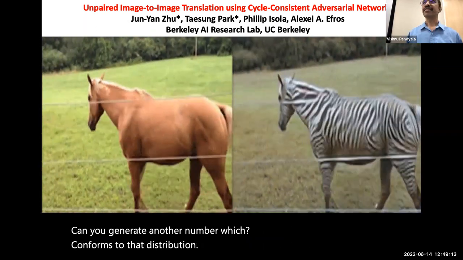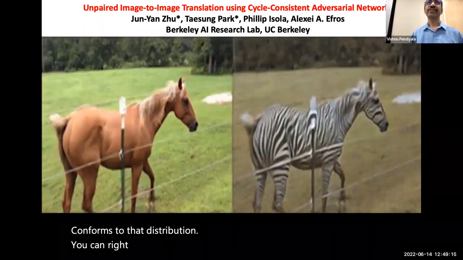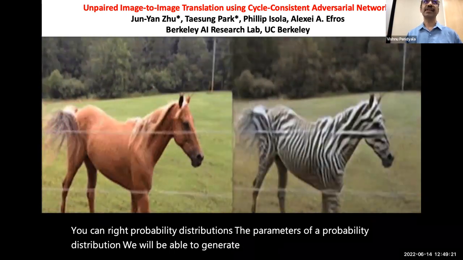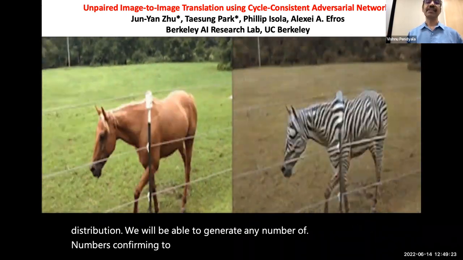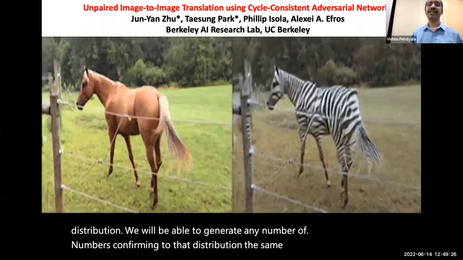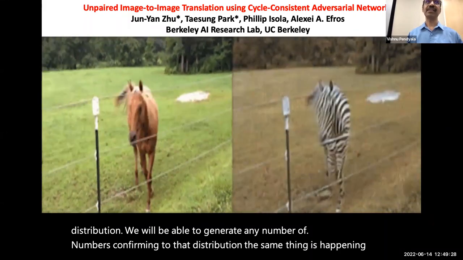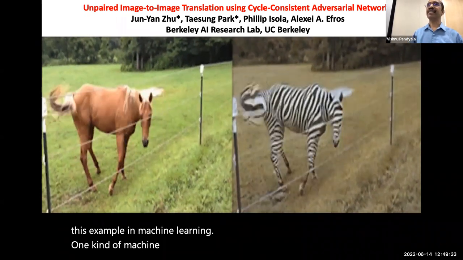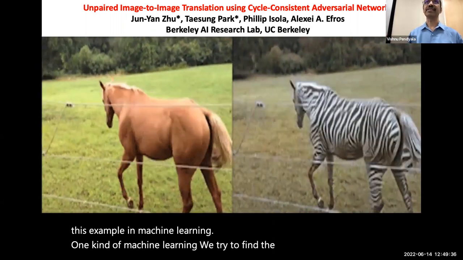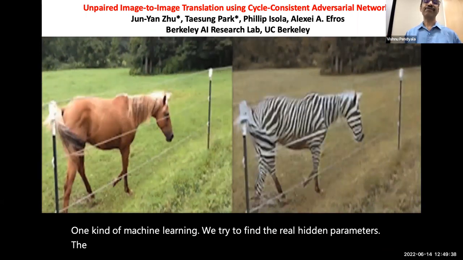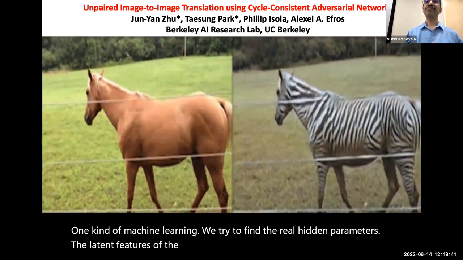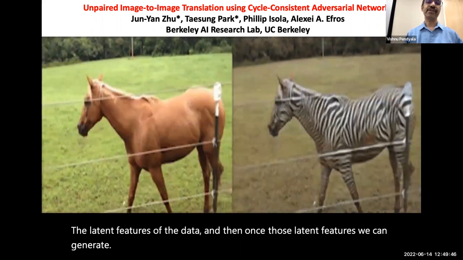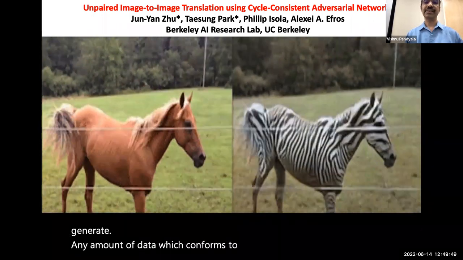You can, right? You know probability distributions. You know the parameters of a probability distribution. You'll be able to generate any number of numbers conforming to that distribution. The same thing is happening in this example in machine learning. In one kind of machine learning, we try to find the real hidden parameters, the latent features of the data. And once we know those latent features, we can generate any amount of data which conforms to those features.